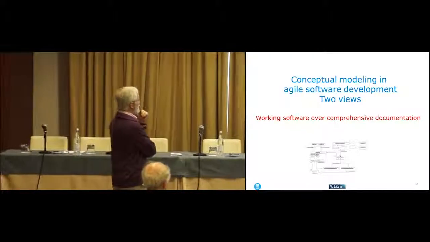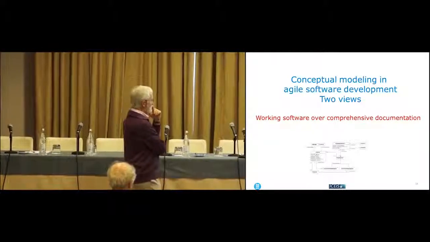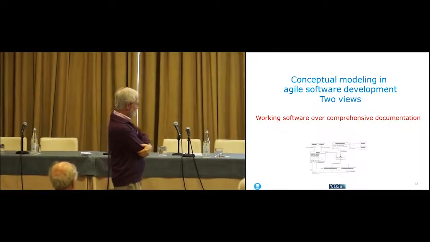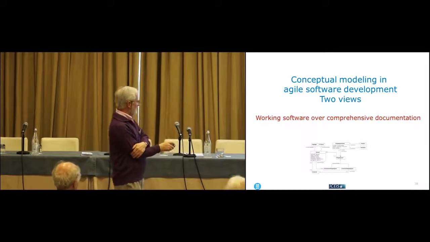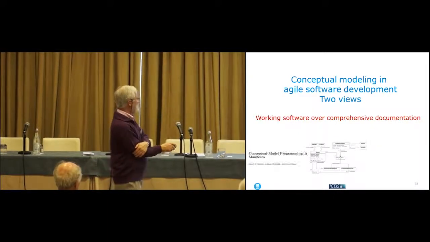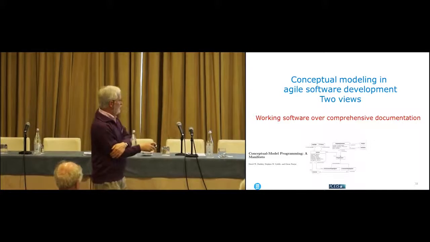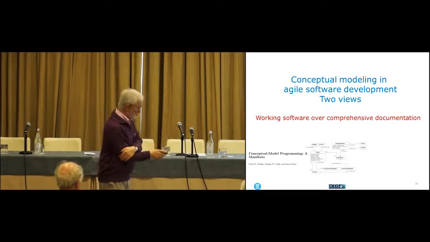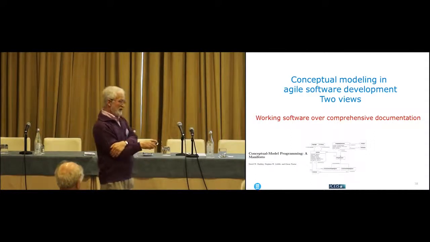to analyze the relationship between conceptual modeling and Agile software development, we have two views. Assume that this is a kind of conceptual schema. Well, the first view is that this is a program. This is a program, and therefore, this is code. There are people that already say so.